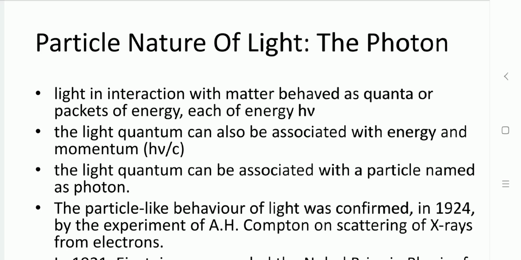So here we now have particle-like behavior of the light signal, which was confirmed by Compton, and based on that this effect is known as the Compton effect. He did the experiment by scattering X-rays from electrons.